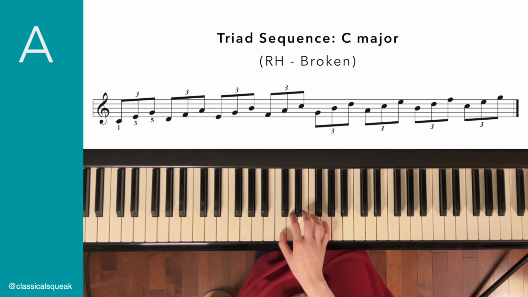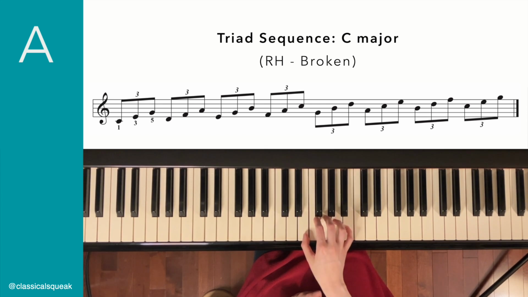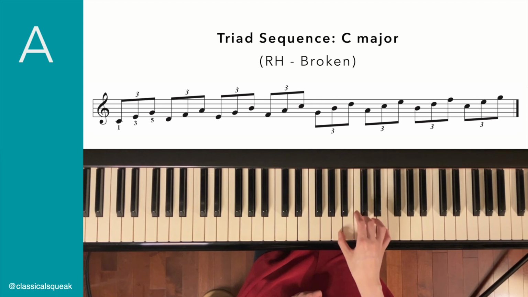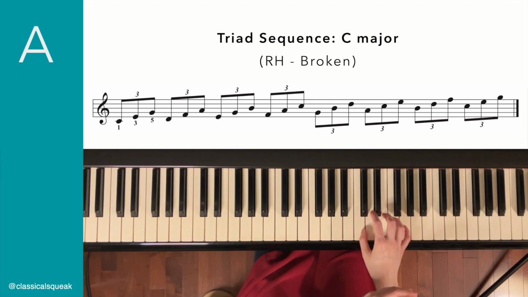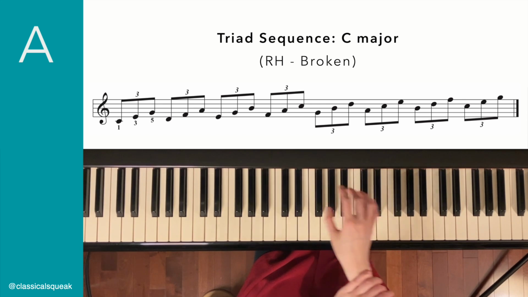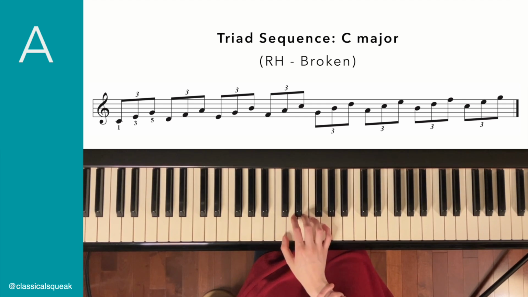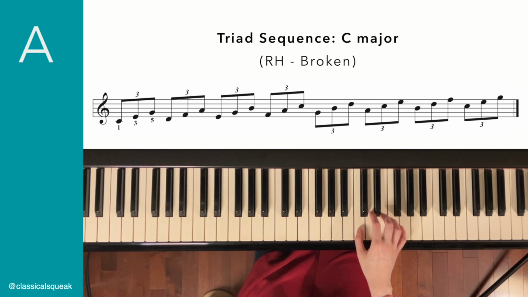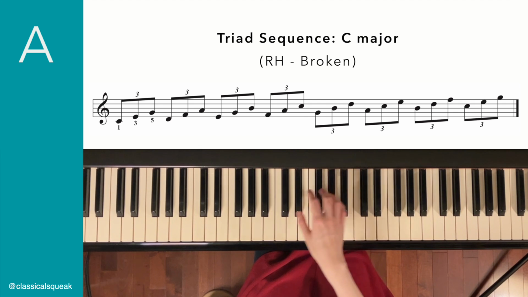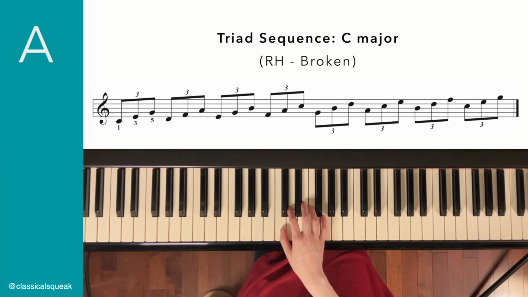So we started here, and now we're going to shift everything one note up, and then so on, so forth, one note up, all the way until we get back to C, E, G again at the top. So we start on C, E, G, and we end on C, E, G. So if we do it a little slower, it will sound like this.